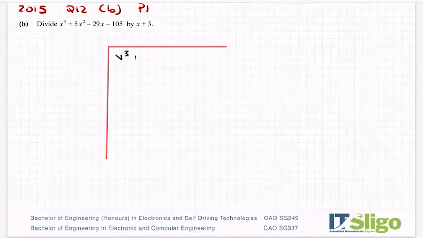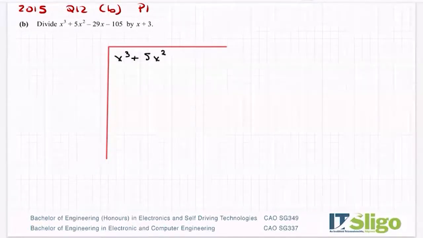So x cubed, oh, sorry, I forgot to change to a biro. x cubed plus 5x squared minus 29x minus 105. And we're going to divide it by x plus 3. I'm just making sure I've taken it down right. Okay, so we long divide in.